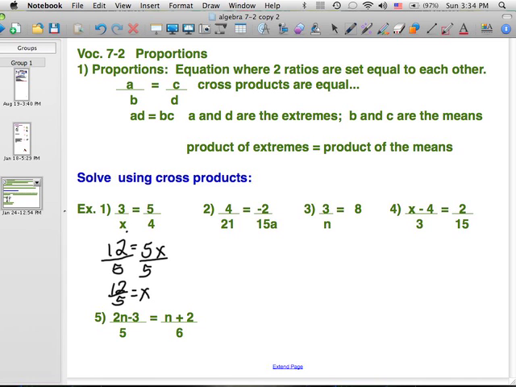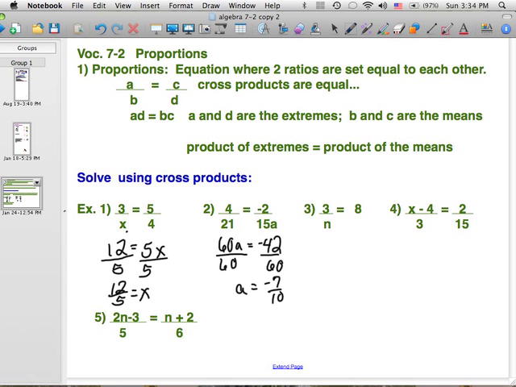Number 2, using cross products, 4 times 15a is 60a, and 21 times negative 2 is negative 42. Solving for a, we divide by 60, and dividing by 6, we find out that a equals negative 7/10.